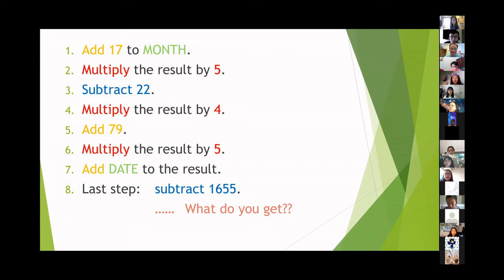Really? Let me check. Add 17 to the month, and then times 5, and then subtract 22, and then times 4, and then add 79, and then times 5, and then add the date, and then subtract 1655. It should be 101. Correct.